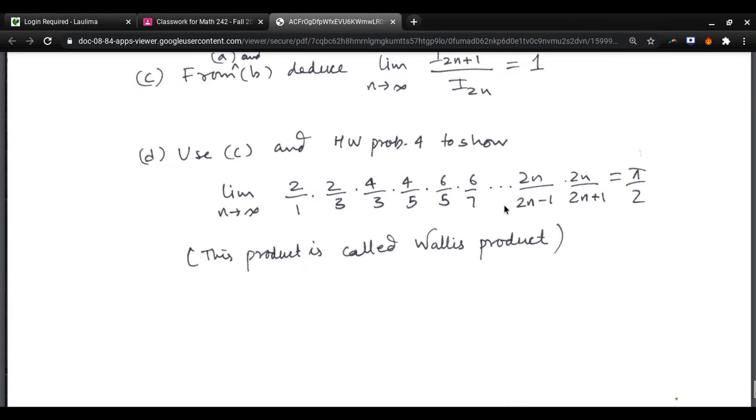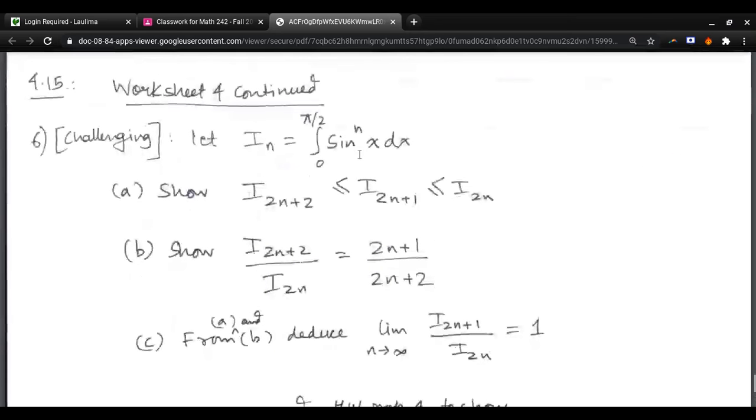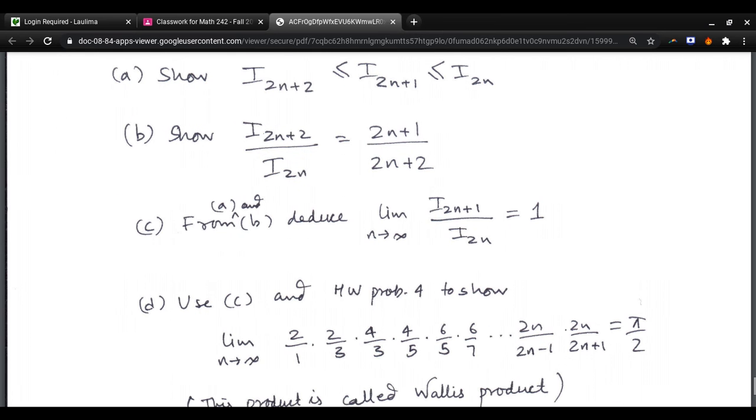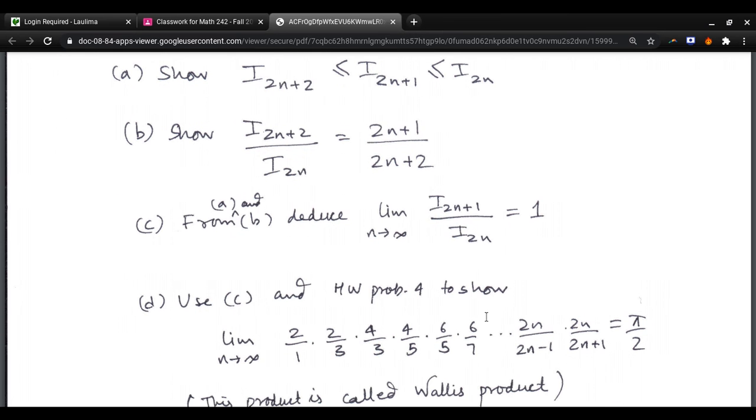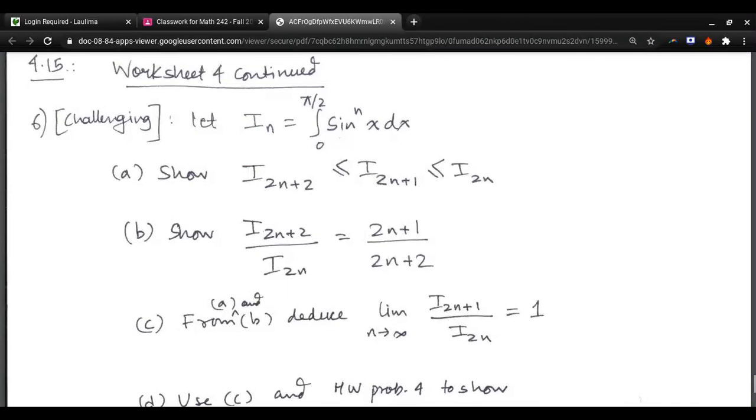Problem 6 is challenging. There are only 6 problems in this worksheet. This is kind of challenging. You start with the reduction formula, but apply it from 0 to pi over 2. You show this inequality. You may need some direction on this. If you do, let me know.